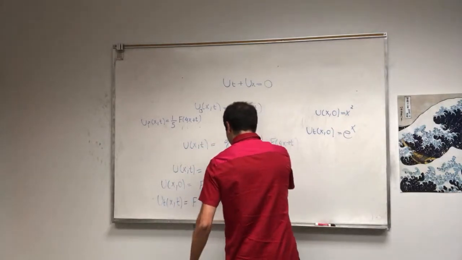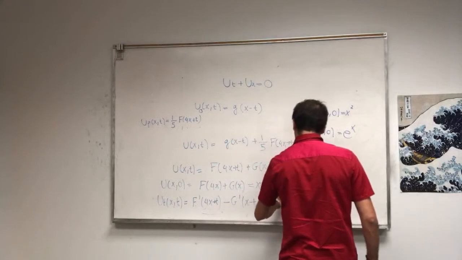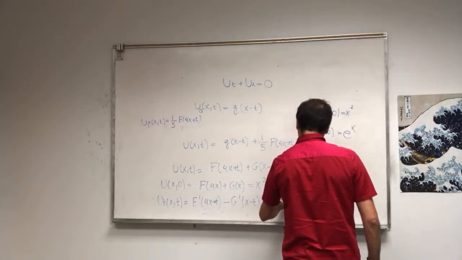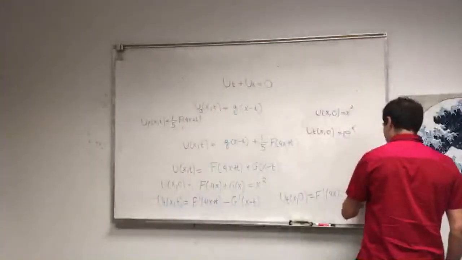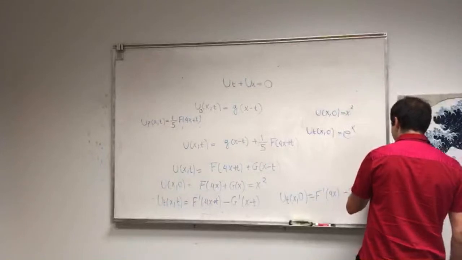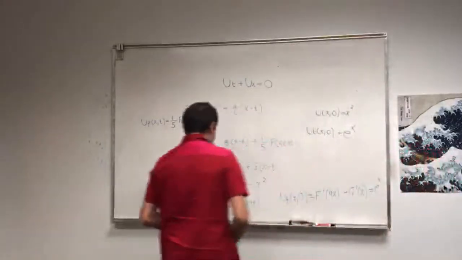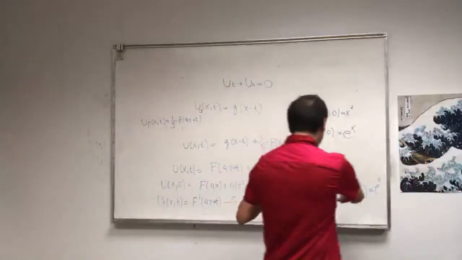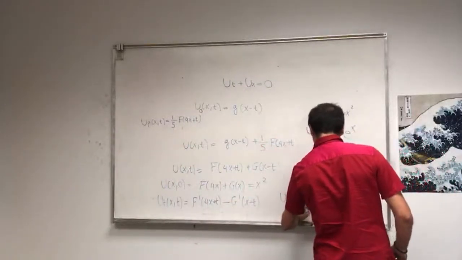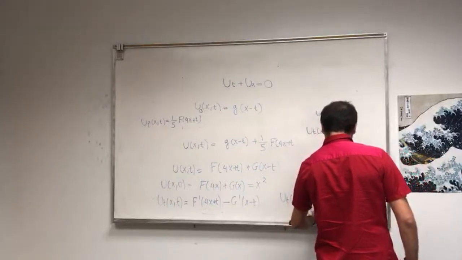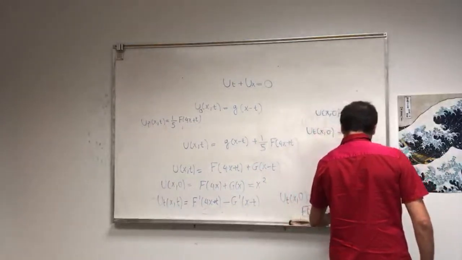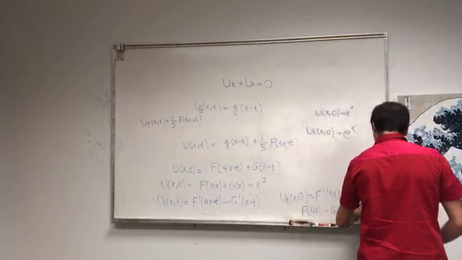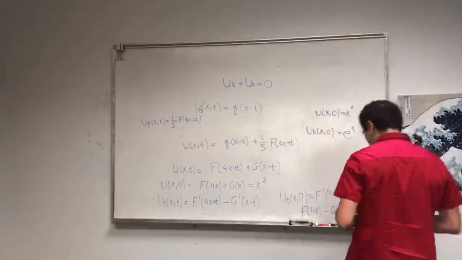And u_t of x,0 is then f prime of 4x minus g prime of x, and we know that is e to the x. Whew. And then basically you integrate this just like in lecture. So we get f of 4x minus g of x equals the integral of this, so e to the x plus a constant.